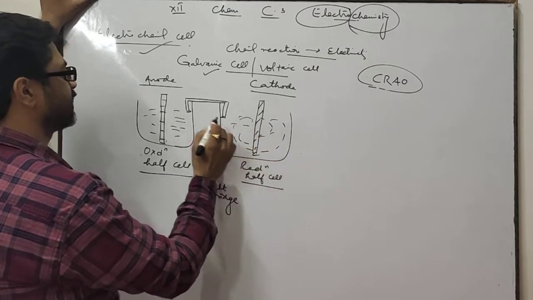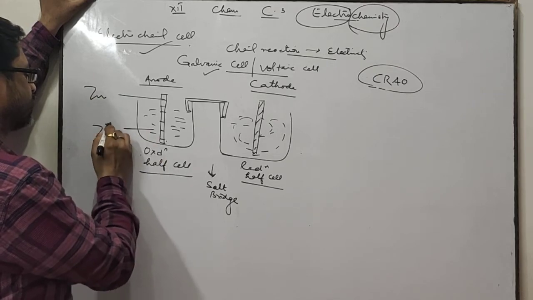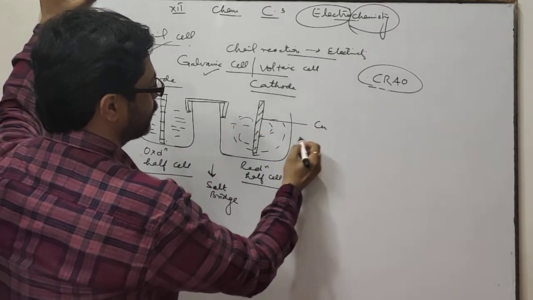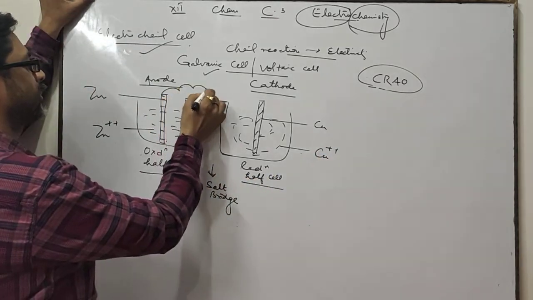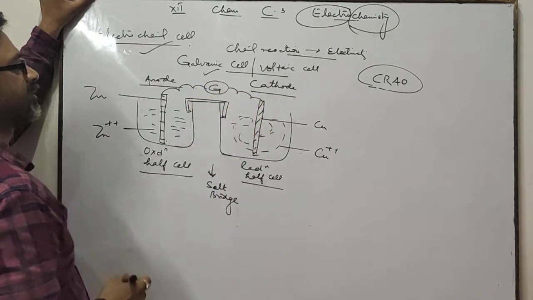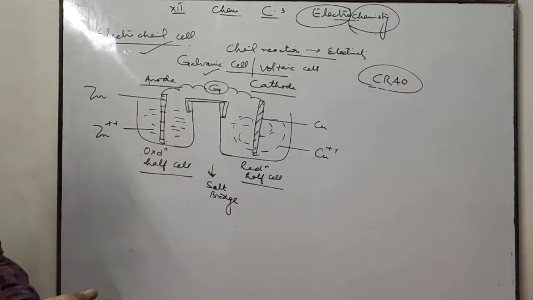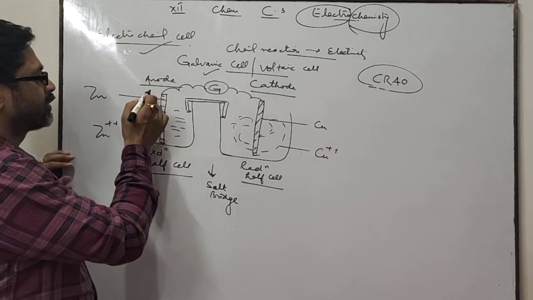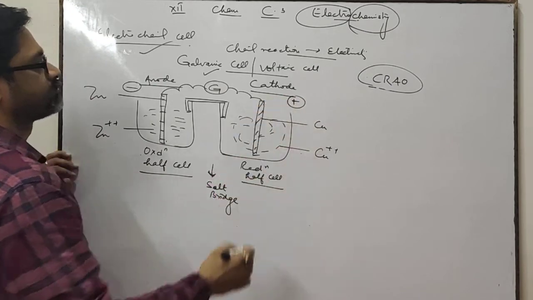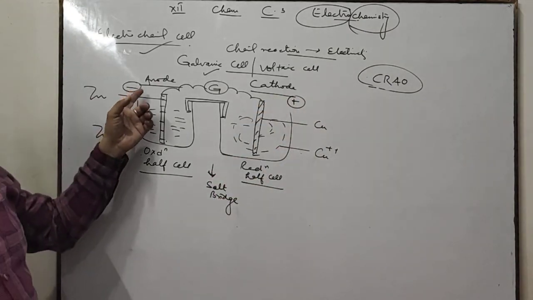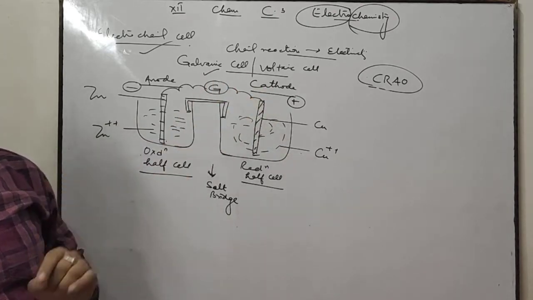In a normal voltaic cell or galvanic cell, this one is zinc metal present in zinc ion solution, and this one is copper metal present in copper ion solution. These two electrodes are connected together by a galvanometer. What is a galvanometer? A galvanometer indicates the flow of current. Anode is negative potential and cathode is positive potential. Keep in mind, anode may be positive, anode may be negative, cathode may be positive, cathode may be negative.